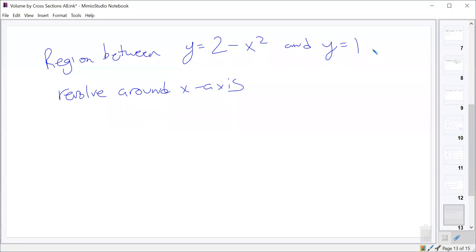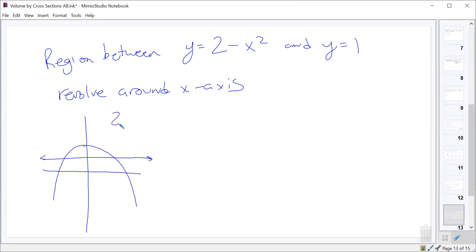Okay, let's sketch our region. 2 minus x squared. Y equals 1. We need to figure out where these intersect. 2 minus x squared equals 1. Well, that'd be x squared equals 1. So where do they intersect? -1 and 1.